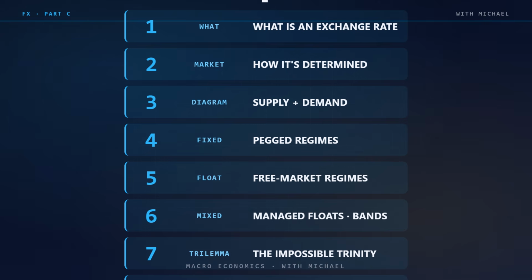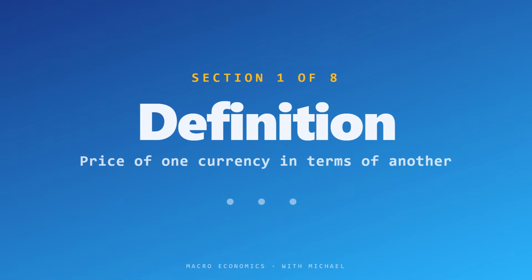What is an exchange rate? An exchange rate is the price of one currency in terms of another. When you read that the shekel-dollar rate is 3.7, it means $1 costs 3.7 shekels. Or equivalently, 1 shekel costs about 27 cents. This single number, the exchange rate, is one of the most important prices in any economy.